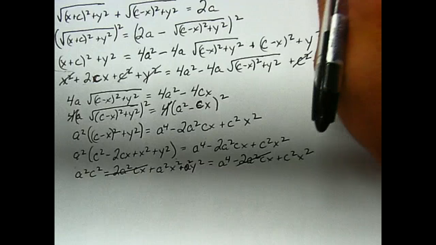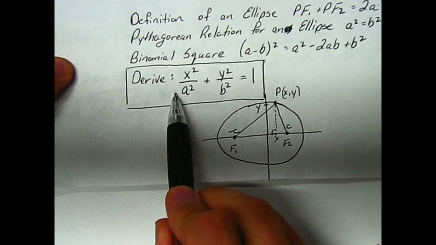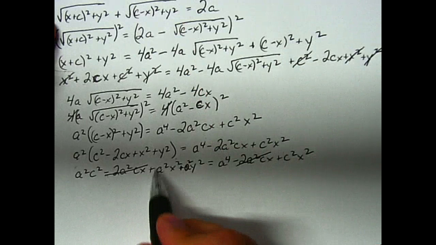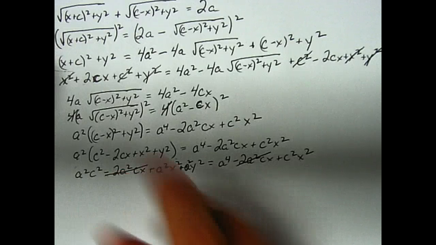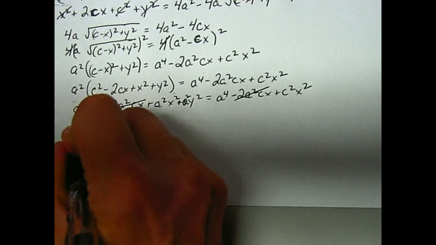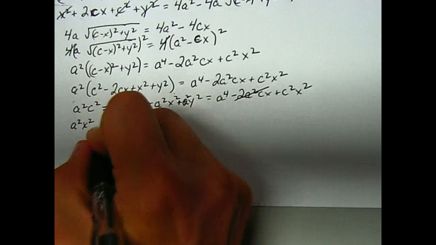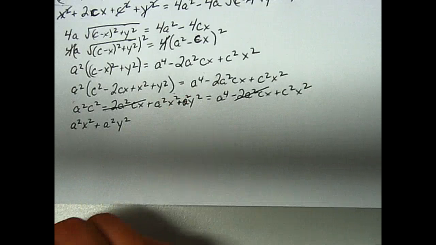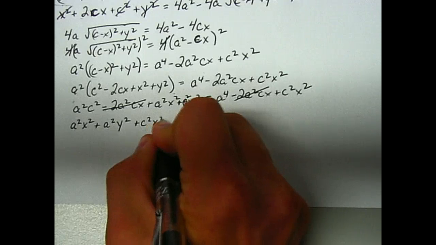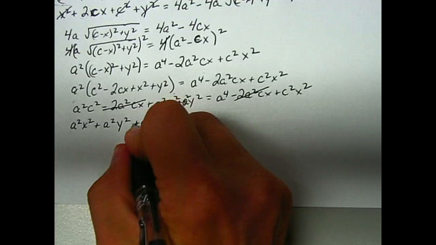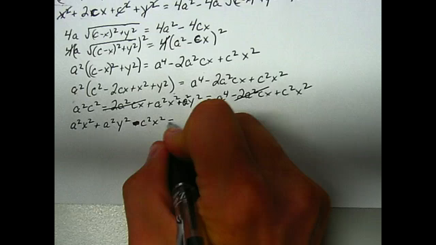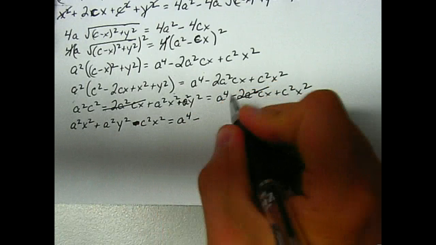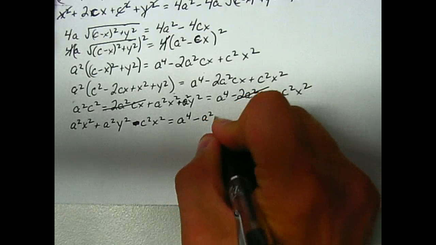Okay, so now let's take a look at our formula here again. We want to get to here. I can see that all my x's and y's are on the same side of this equation, so I'm going to take all of the terms that have x and y over to that side. So we can move this up a bit. I've got a squared x squared plus a squared y squared, and from the other side here I've got plus c squared x squared, which I'm going to change to minus, because I'm going to have to subtract it from both sides. Over here I'm left with a to the 4, and this term I'm going to subtract from both sides because it doesn't have an x or y in it, so I want it over here. So minus a squared c squared.